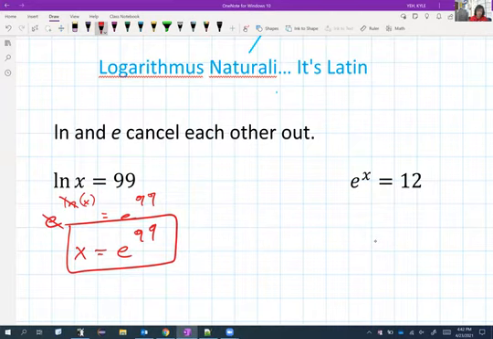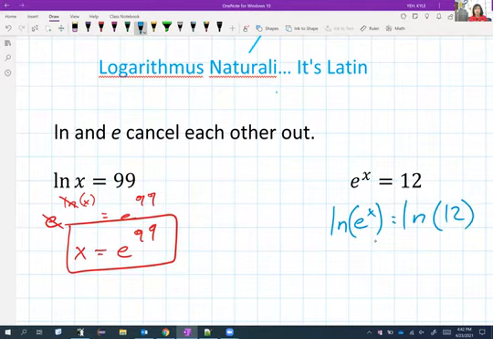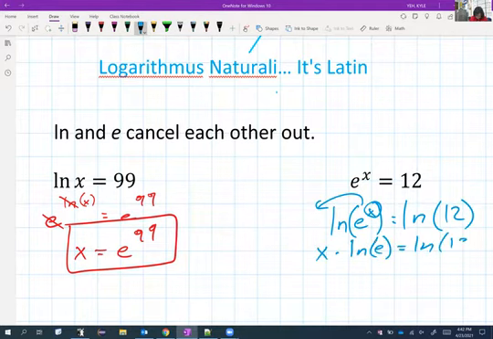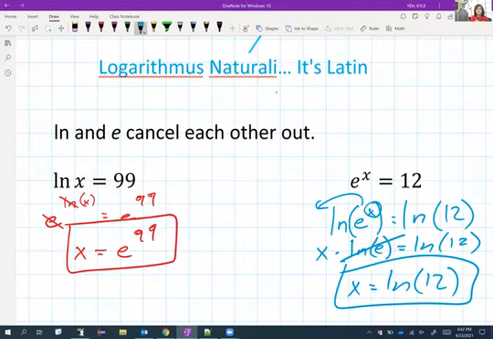What if you start with an e? On the left, well, we're going to get rid of that e, I'm going to take the natural log of both sides. Ln of e to the x equals ln of 12. And I want to show you what happens with the power property that we already know. X comes down to the front. X times ln of e equals ln of 12, but ln of e cancels out, so it's just x equals natural log of 12. So that's how you can cancel out an e if you start with an e using natural log.